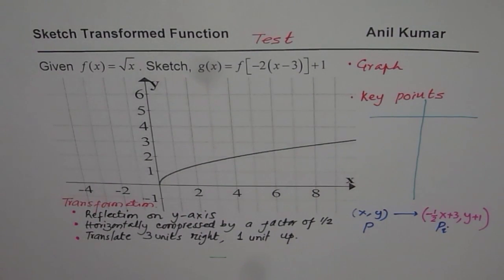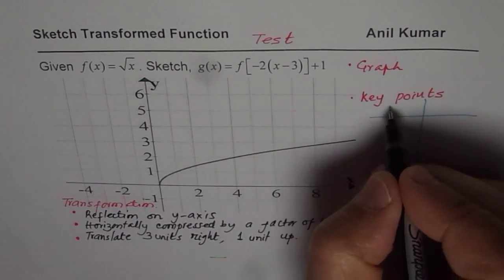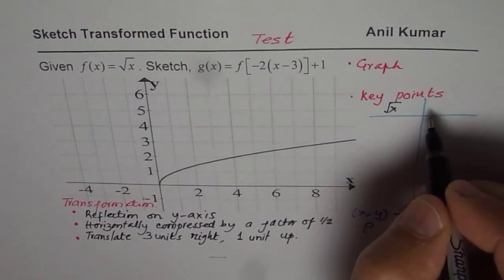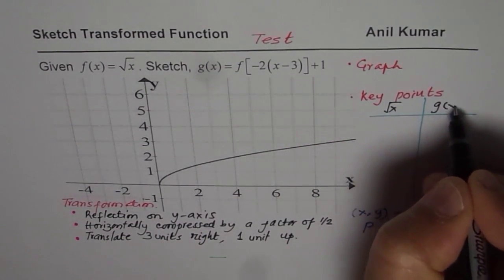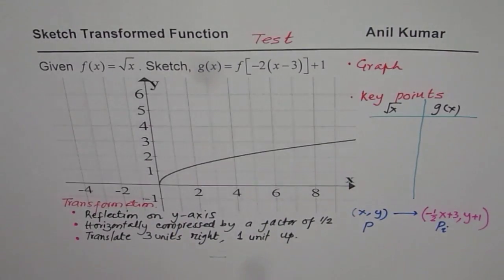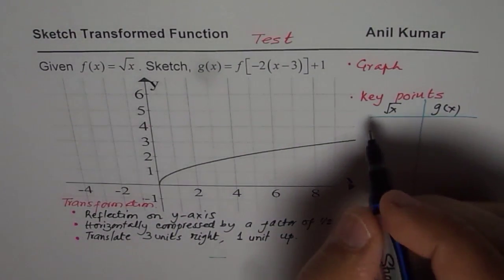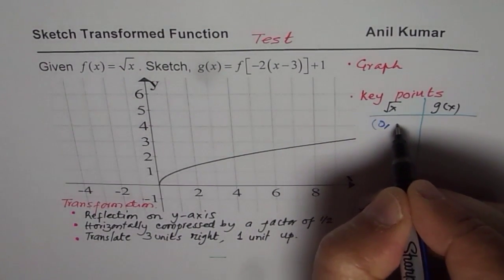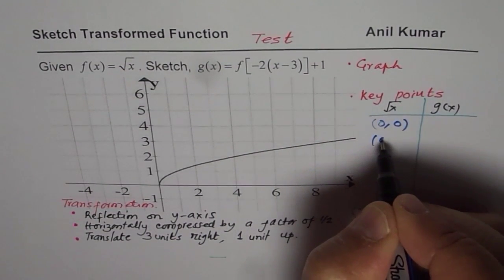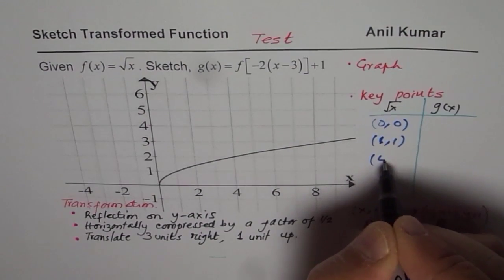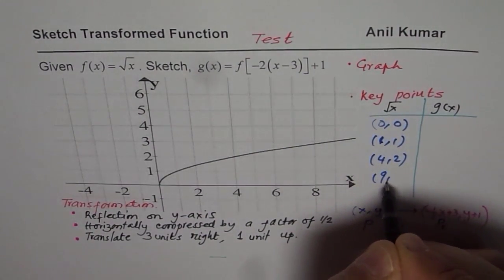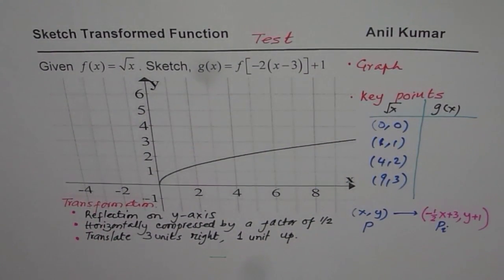Now let's write down the key points for the square root x function and then for g of x, that transformed function. We'll use this transformation to write down the key points. Key points for any square root function are (0, 0), (1, 1), (4, 2), and (9, 3). So these are the key points.